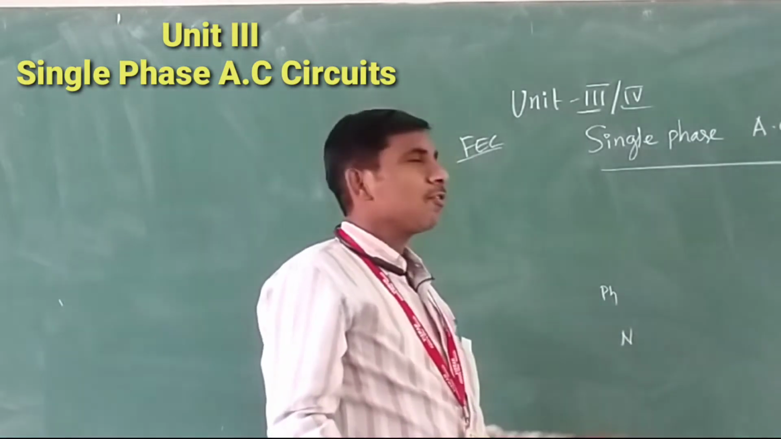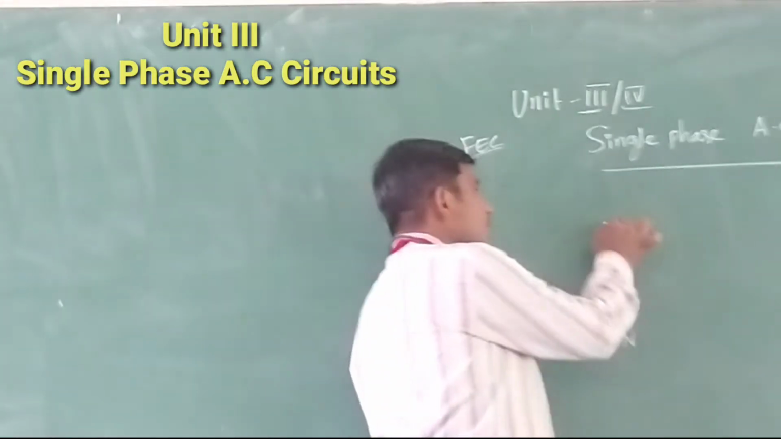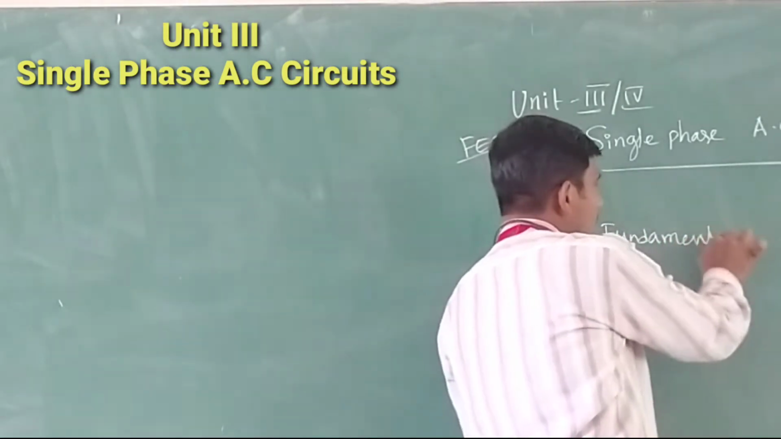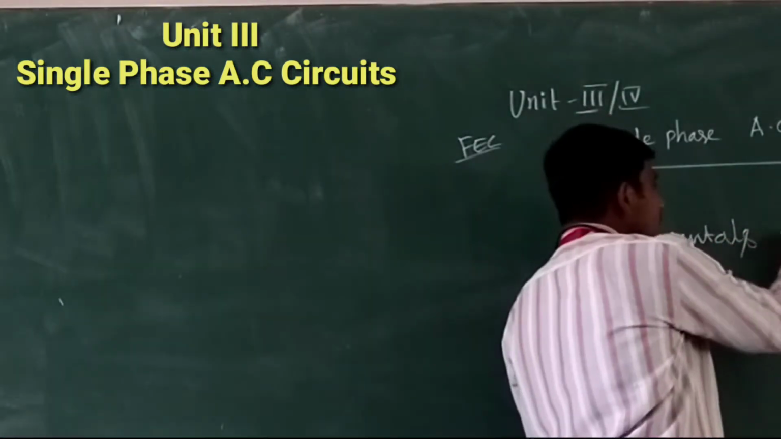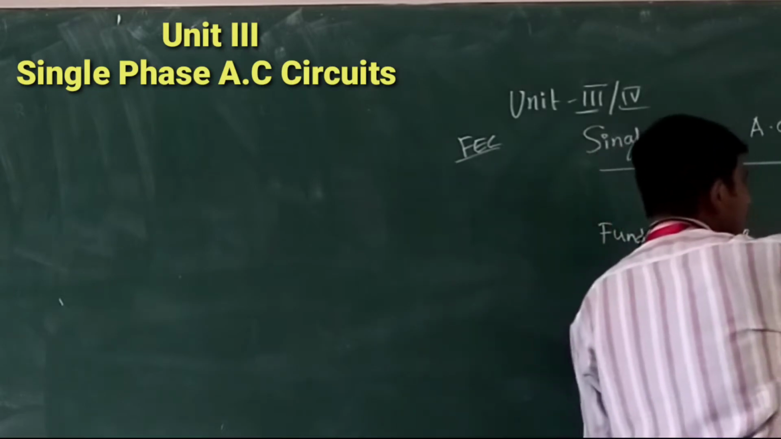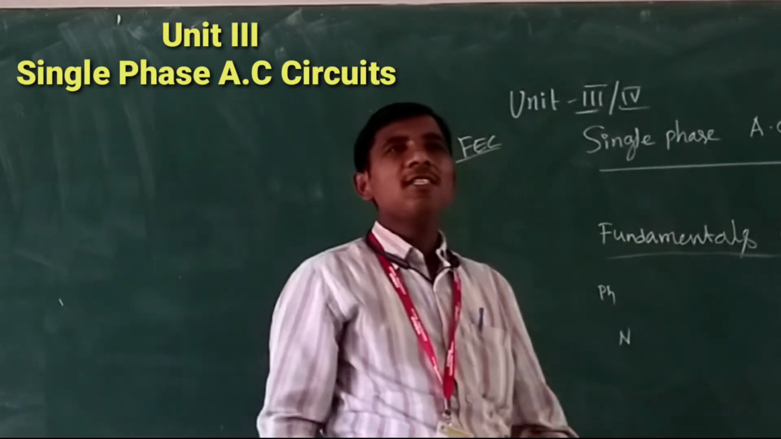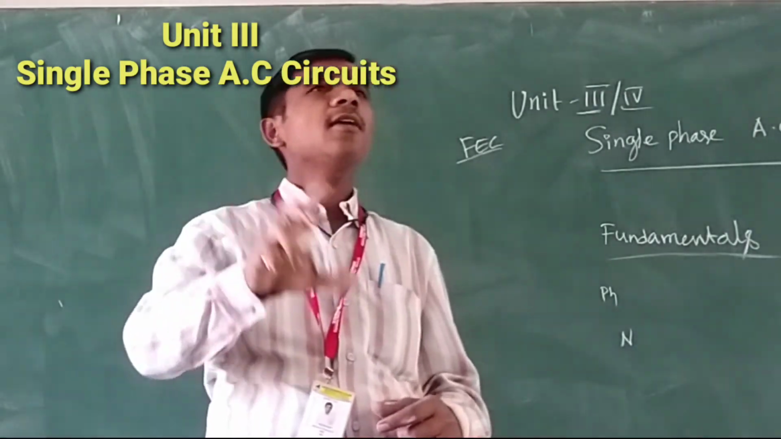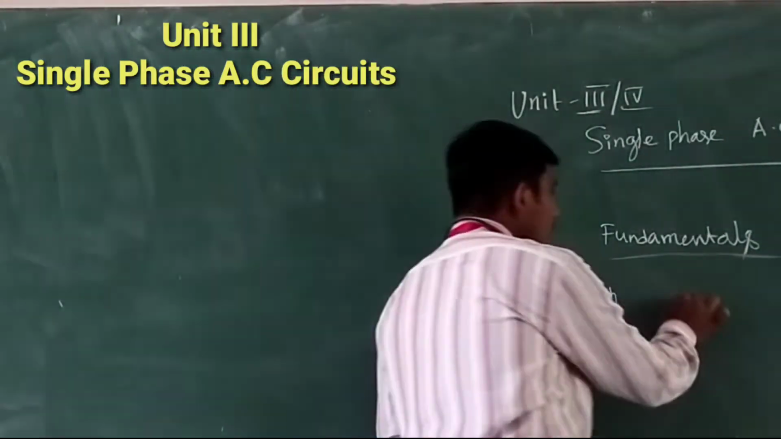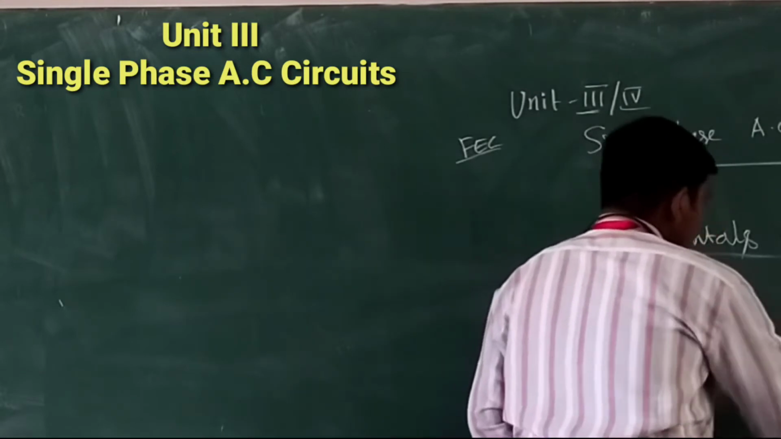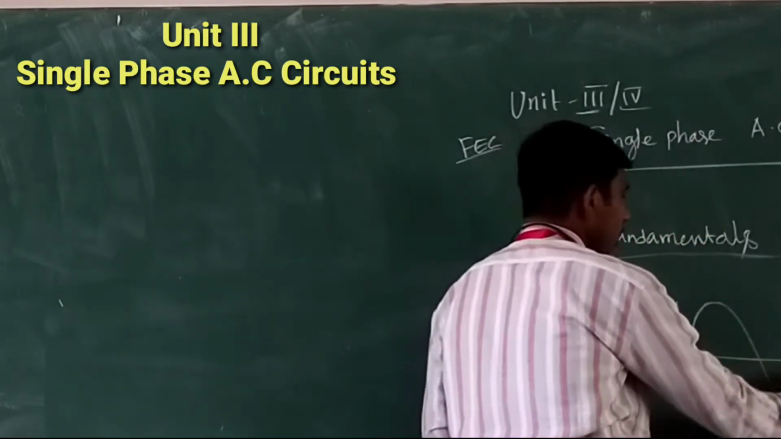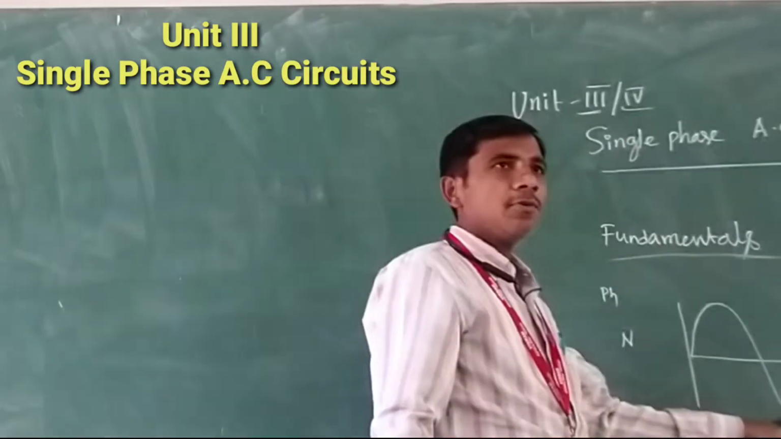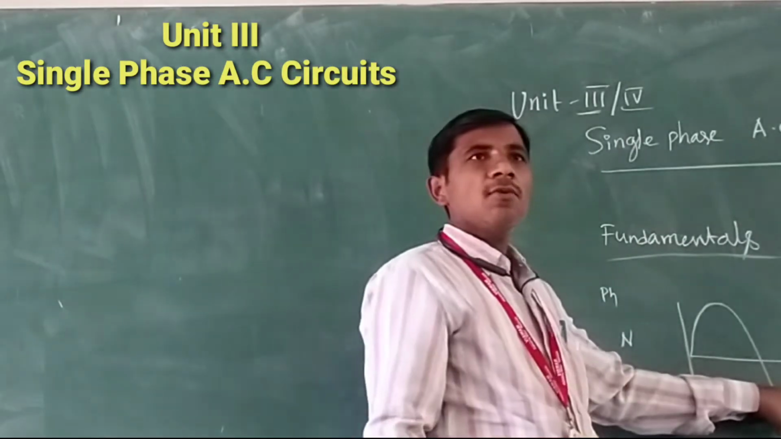In a single phase AC circuit, what are the fundamentals of AC? First we have to know the fundamentals of AC, that is, the fundamentals of alternating current. What is meant by alternating current? Alternating current is alternating in nature, that is, when the magnitude of the quantity is varying with respect to time, that is called an alternating quantity.